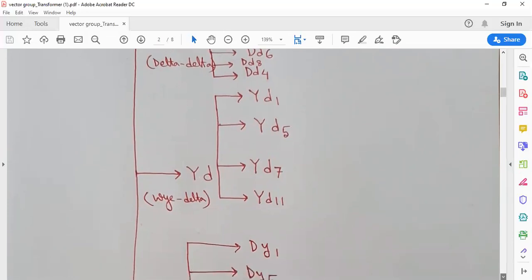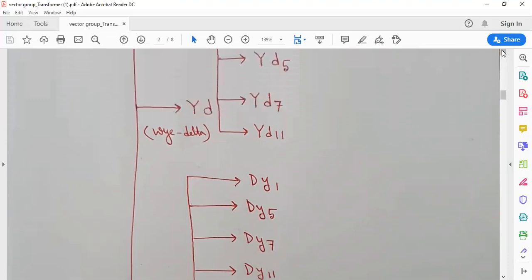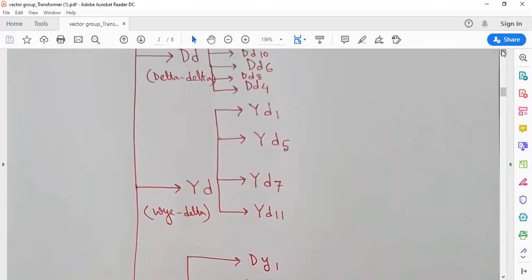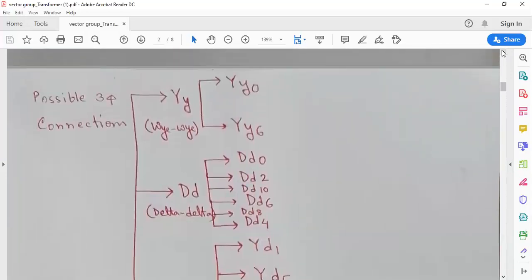Then the delta-Y connection, where primary is delta and secondary is Y. But this is not enough information. If we indicate in a transformer's data sheet that it is a YD connected transformer, it is not enough. Because if we need to parallel it with another transformer, definitely we cannot parallel it with a YY connected transformer or DD connected transformer. We have to connect it with a YD connected transformer. But this is not enough. We need another piece of information if we parallel it with a similar type of transformer.